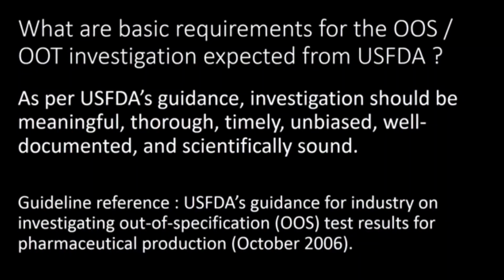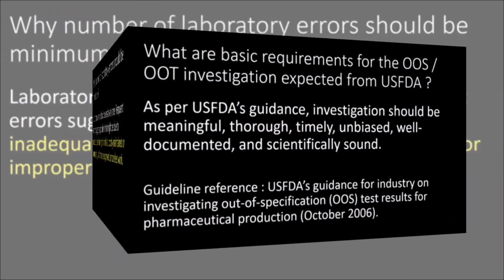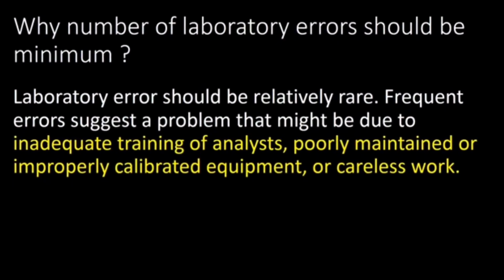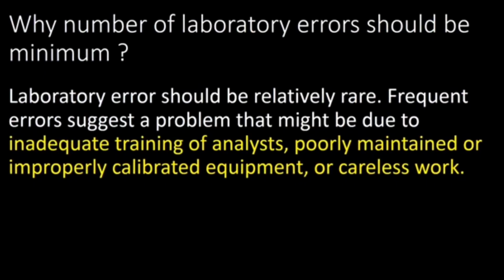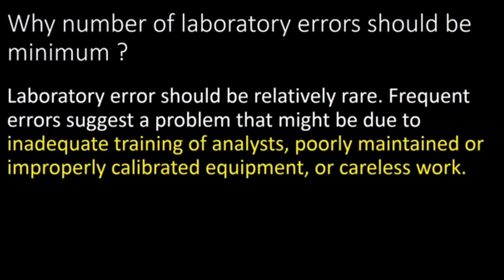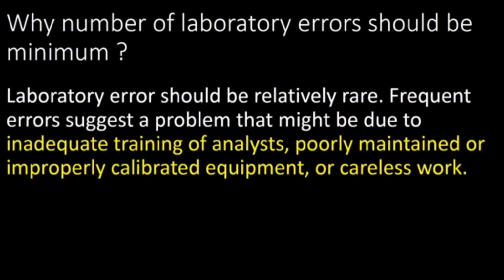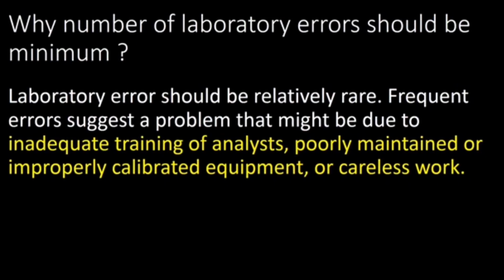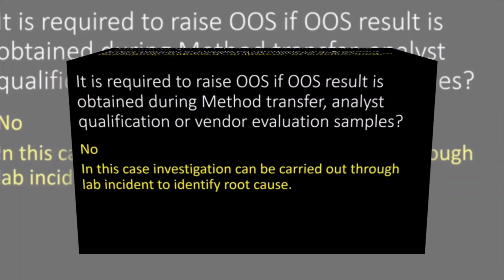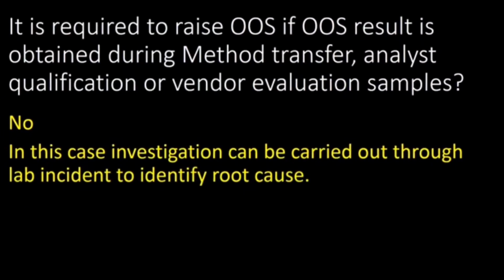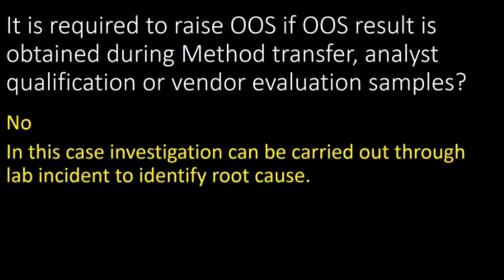What are the basic requirements for the OS and OOT investigation expected from US FDA? As per US FDA's guidance, investigation should be meaningful, thorough, timely, unbiased, well documented and scientifically sound. This is written in the US FDA's guidance for industry on investigating out of specification test results for pharmaceutical production, published in October 2006.